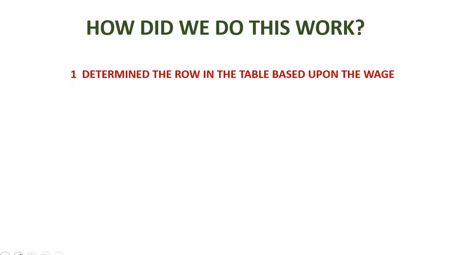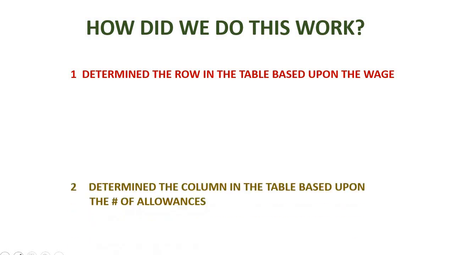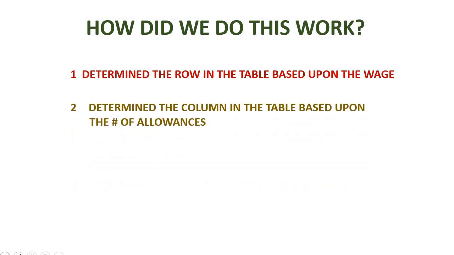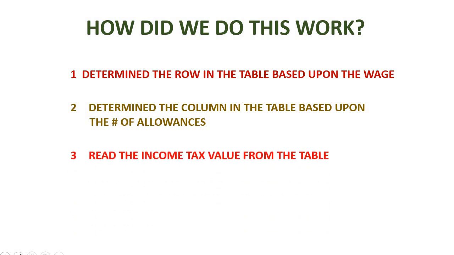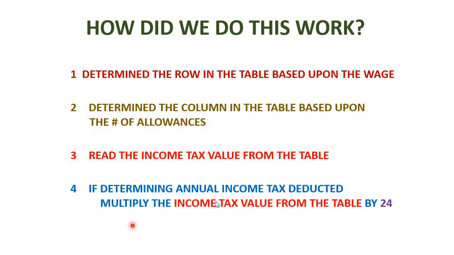And so again, what did we do in order? Number 1, we're reading the table, so we determine the row based on the wage. We determine the column based on the number of allowances. This is not new, this is repetition. And then we just take that number from the table. There it is. There's the income tax deducted from that check. And now, if we want to determine the annual, we're going to take that number that we just got from the table and multiply it by 24 because this is semi-monthly. So keep that in mind.